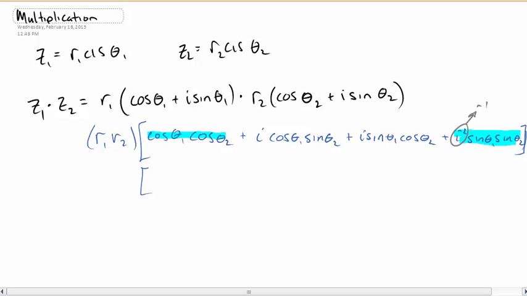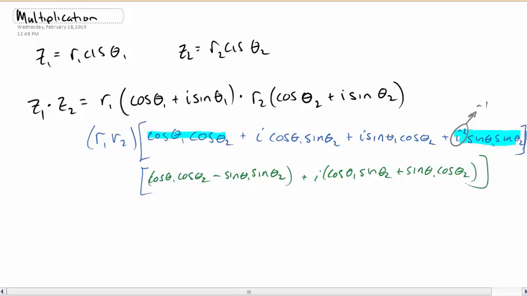So what we really are looking at is cosine theta 1 cosine theta 2 minus sine theta 1 sine theta 2. And I'm going to group those together because they don't have i. And then the other two terms have i's. They can see. Ha, I'm funny. So cosine theta 1 sine theta 2 plus sine theta 1 cosine theta 2.